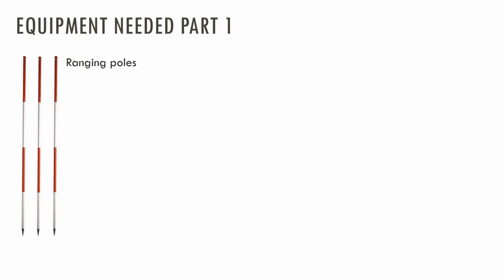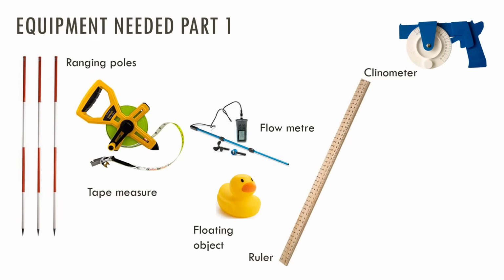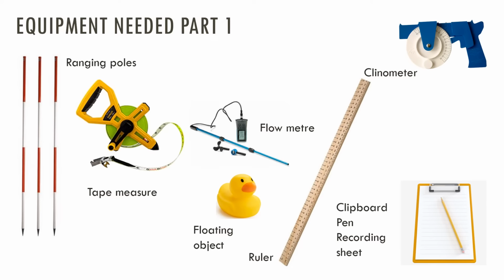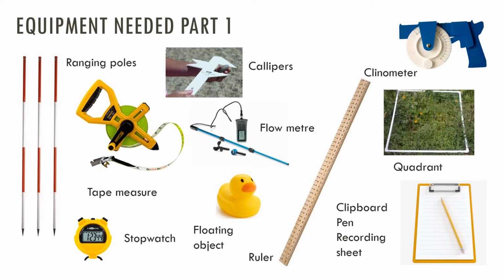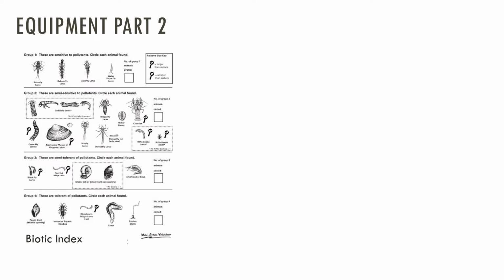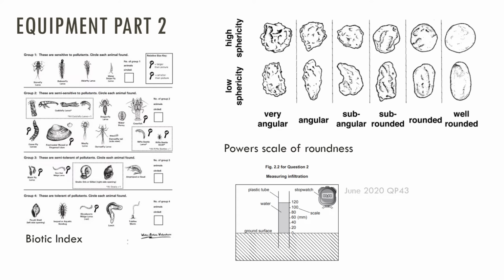So, equipment needed for a river investigation. Here we go. Ranging poles, tape measure, a ruler, flowmeter, a floating object, clinometer, clipboard, pen and recording sheets, a quadrat, stopwatch, and calipers. Other common equipment required: a biotic index for water pollution, a Powers scale of roundness, and this is the diagram I pulled out from an investigation looking at how we measure infiltration rates. So these are all the various things that you need to be aware of.